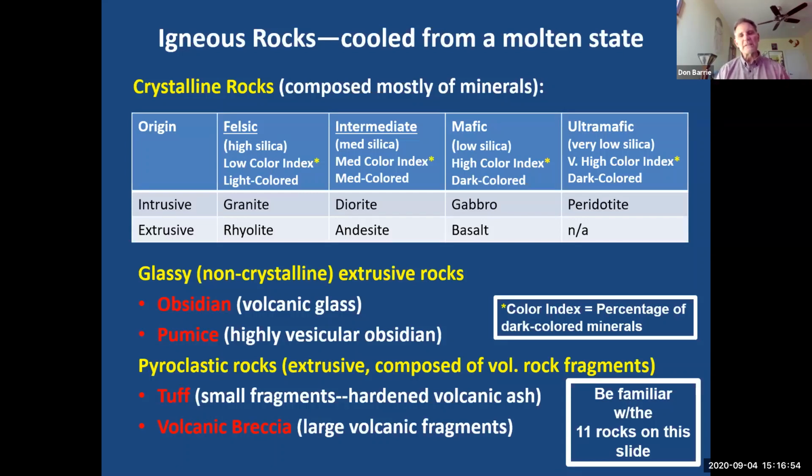Welcome everyone. This is the second of 3 videos on igneous rocks, and I'm just going to start with the same chart that we looked at in the beginning of the first video. Again, by way of review, igneous rocks represent those that have been cooled and usually crystallized from a hot liquid state. And the 3 textural classes that we're going to worry about in this class include crystalline rocks, glassy rocks, and pyroclastic rocks.